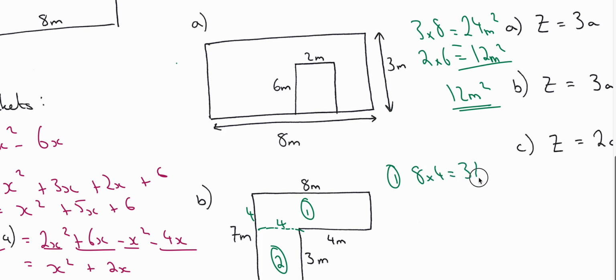So it's 32 meters squared. And this other one, rectangle 2, is going to be 4 by 3. So 4 by 3 gives us 12 meters squared, which in total gives us 44 meters squared. There we go.